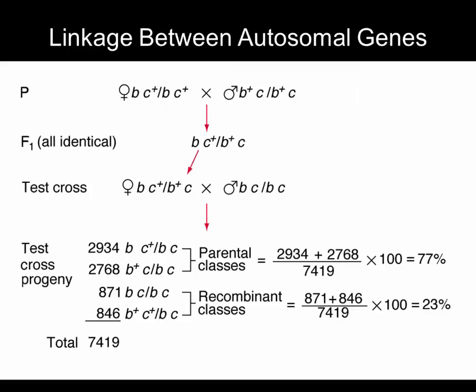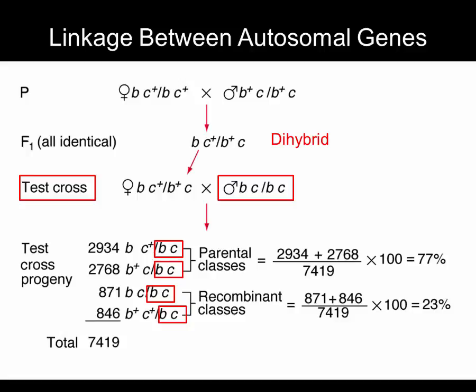Here's our sample autosomal two-point cross. We start with true breeding parents to get a dihybrid F1. In this case, the parental alleles are in repulsion. Then we take the females and test cross them with homozygous recessive males. We know the father always contributed recessive B and C alleles, so the phenotypes will always reflect the allele inherited from the mother. And we can count the recombinant and parental classes and calculate the recombination frequency.